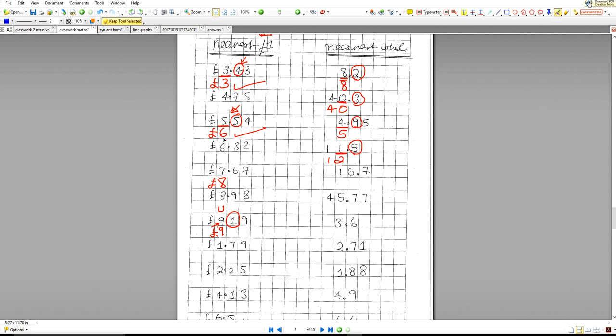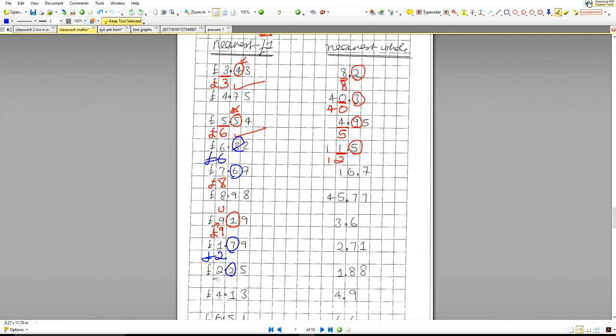So, we have £6.32. We look at the 3. That's less than 5, so that stays at £6. We look at the 6. That's more than 5, that becomes 8. That's done. Okay. Right, so £1.79 becomes £2 because this number is 5 or more.